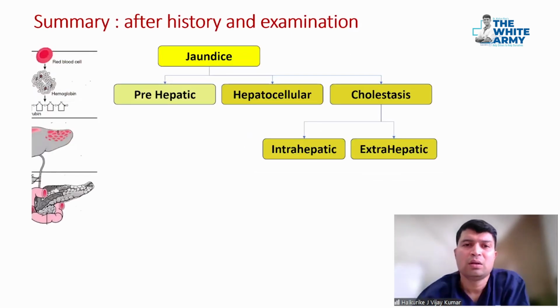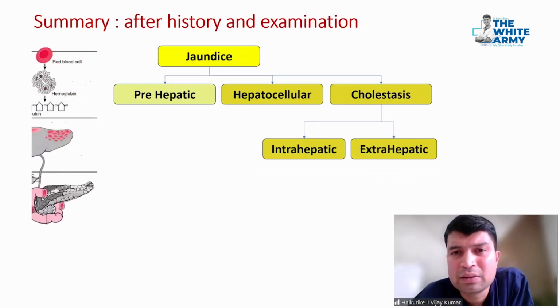So at the end, in summary, the learning objectives were very clear. The first thing at the end of the summary: after a good history and clinical examination, all of us should be able to differentiate whether the patient has prehepatic jaundice, hepatocellular jaundice, or cholestatic jaundice. This is very, very important.